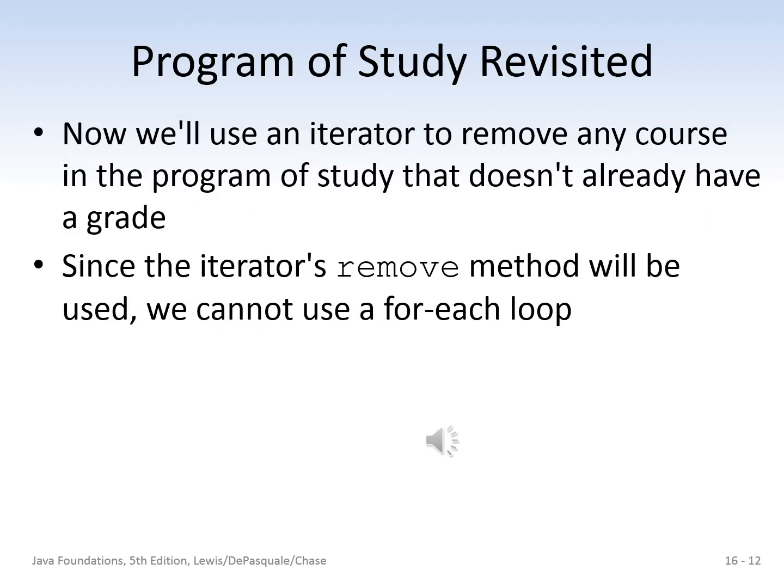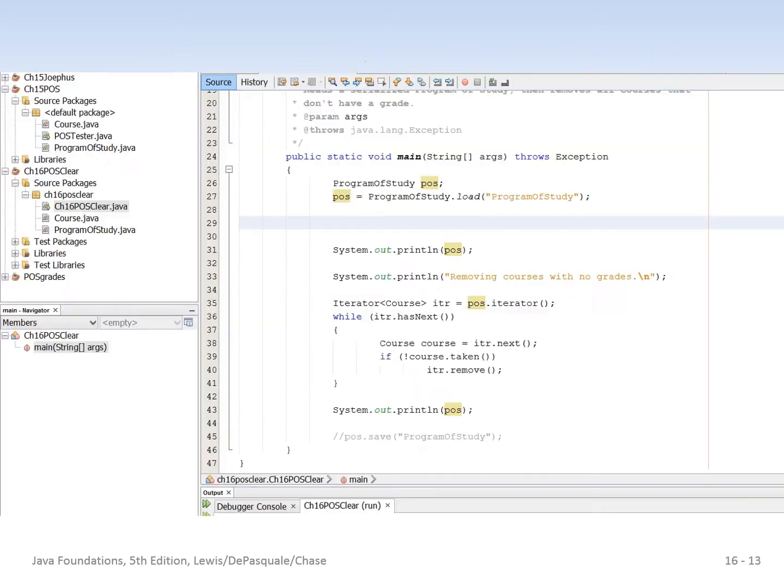Next, we'll use the same program of study to remove, and we'll use the iterator in the program of study to remove any course that doesn't already have a grade. And if you recall, computer organization was the only course in the program of study that we built that didn't have a grade. We can't use a for each loop because we're going to use the iterator's remove method. So we'll use a while loop. So let's take a closer look.